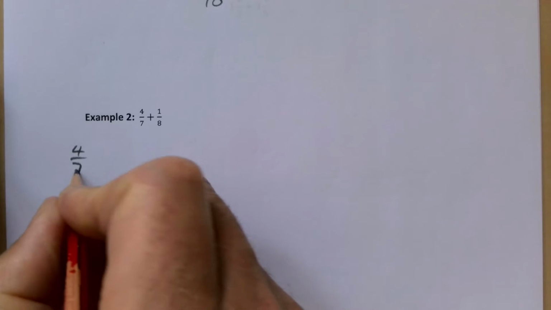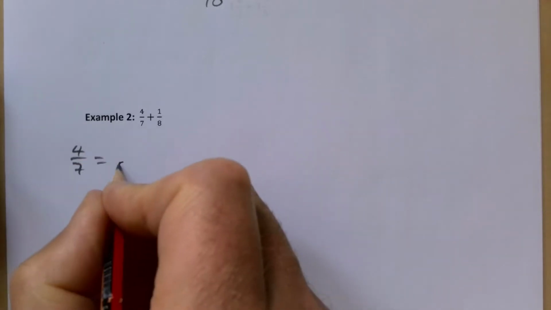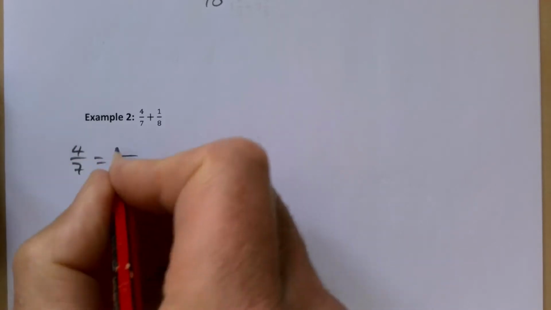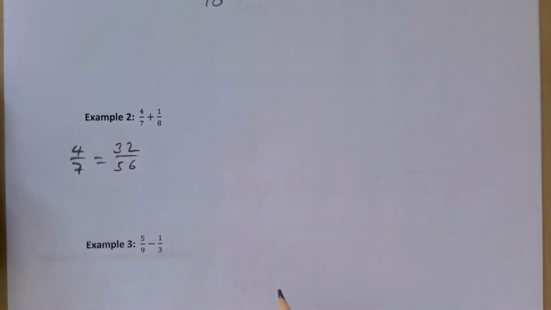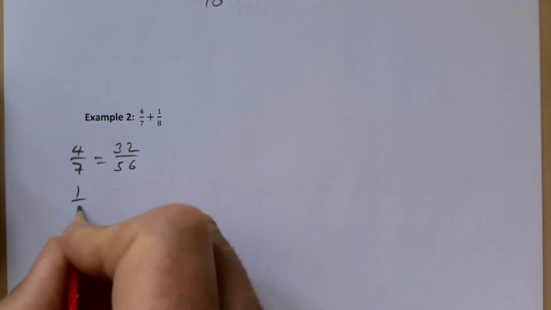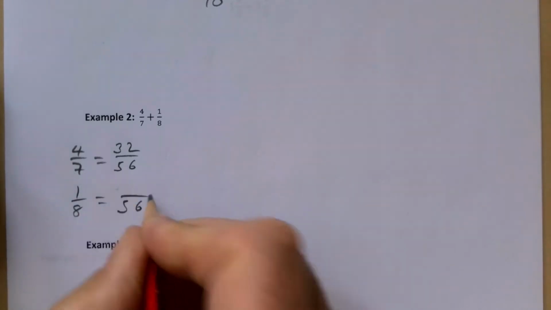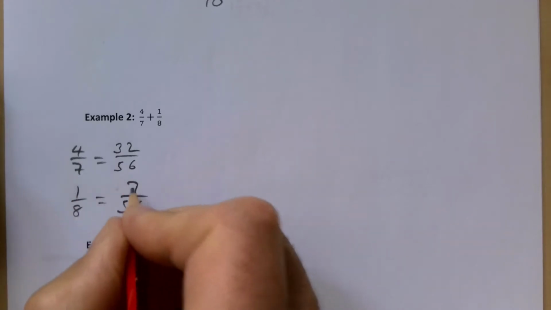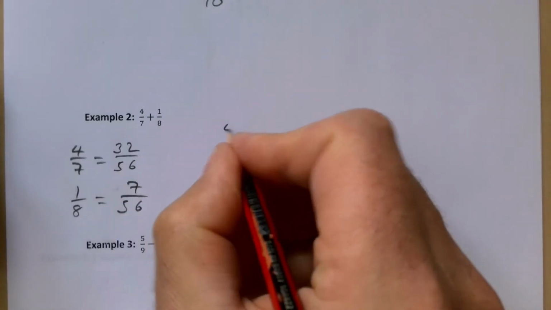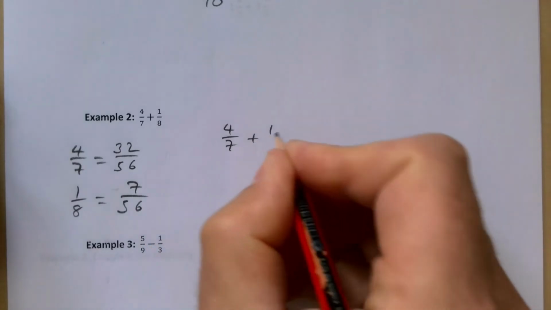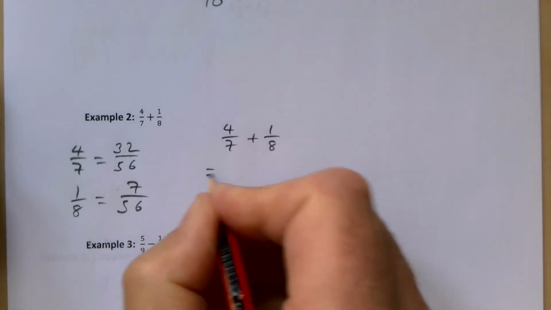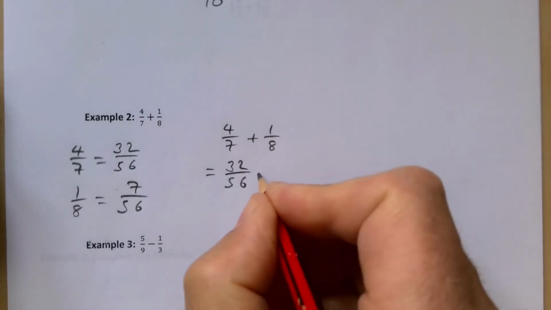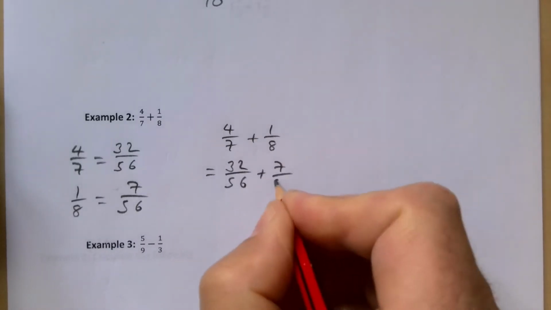This bit confuses people. I'm going to write it out separately over here. What do I times this by to get 56? It's times by 8. That's going to be 32. Then I have an 8 here. That's 56. What do I times this by to get 56? It's 7. So I times this by 7. So 4 over 7 plus 1 over 8 is the same as 32 over 56 plus 7 over 56.